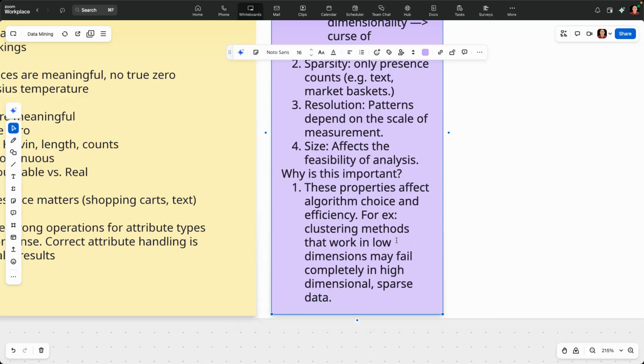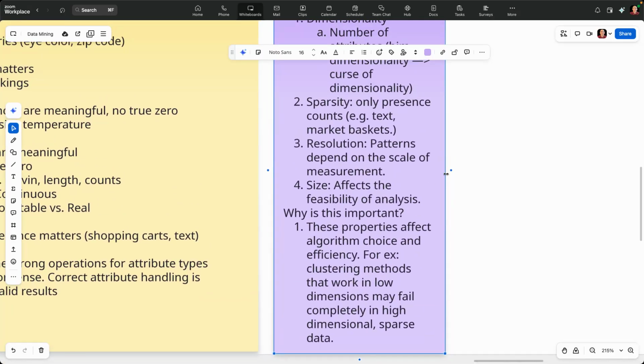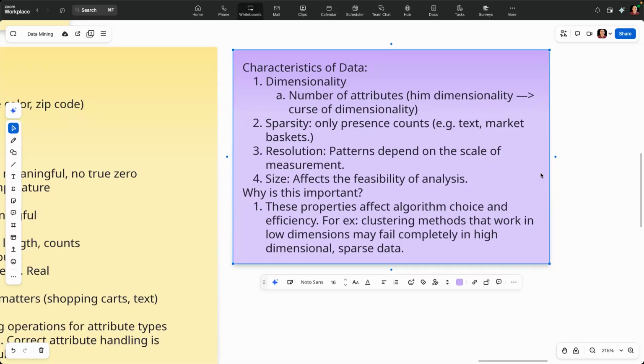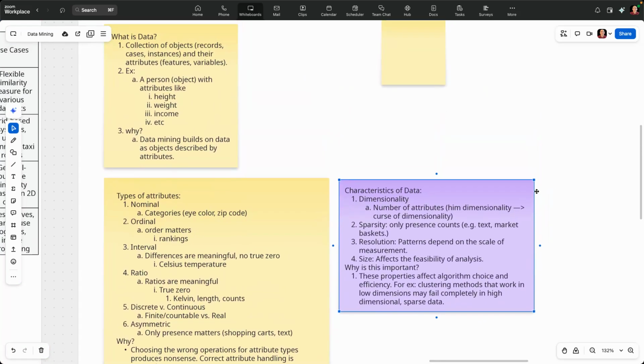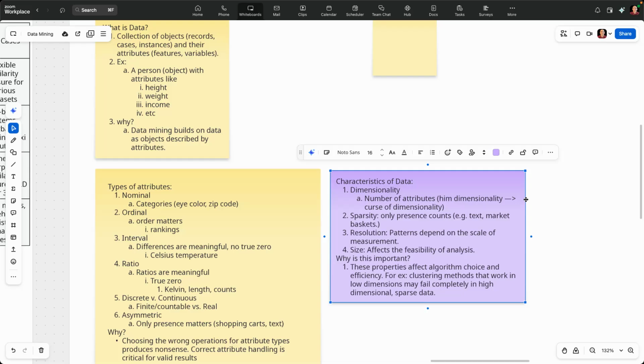All right. So knowing the characteristics of the data is very important. Again, this is kind of beginning with the end in mind. So there is the characteristics of data. In this video, we went over what is data, the types of attributes of data, and the characteristics of data. And in the next video, we'll go over the types of data sets.